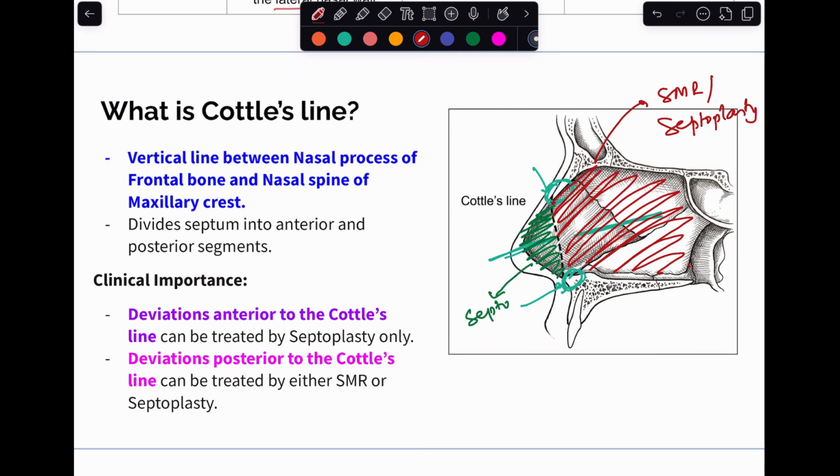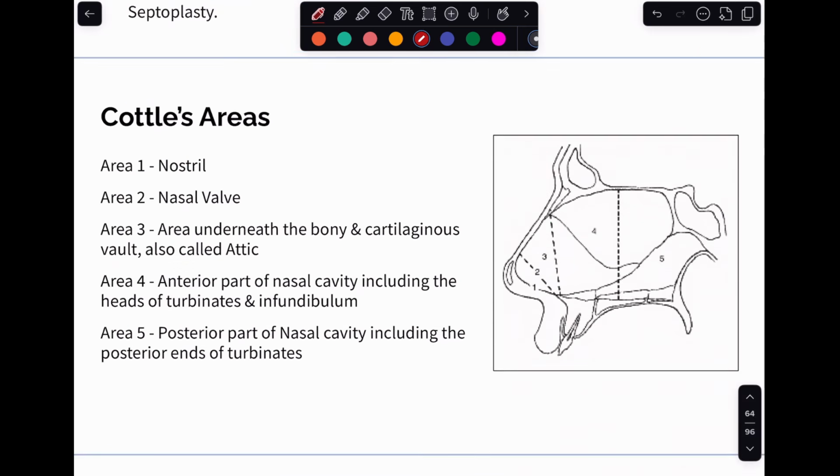Next, another thing related to Cottle is we have the Cottle's areas. What are Cottle's areas? So we have 5 areas which were named by Cottle. If you look at the image over here, the first one, area 1, is the nostril. Next is area 2. Area 2 is that of the nasal valve, and we have already discussed nasal valve a little while back. Next is area 3. Area 3 is the area which is lying underneath the bony and cartilaginous vault, and this area is also known as attic. Then we have area 4, which is the anterior part of the nasal cavity, including the heads of the turbinates and the infundibulum.